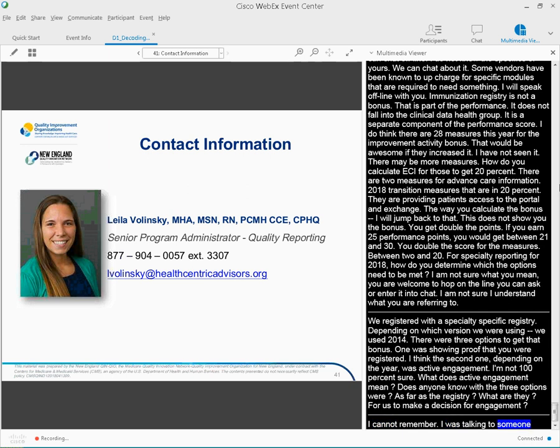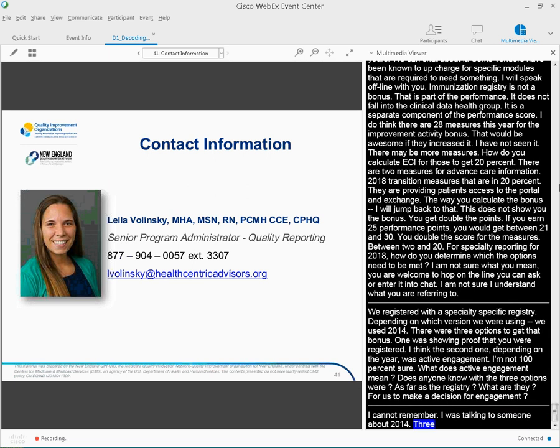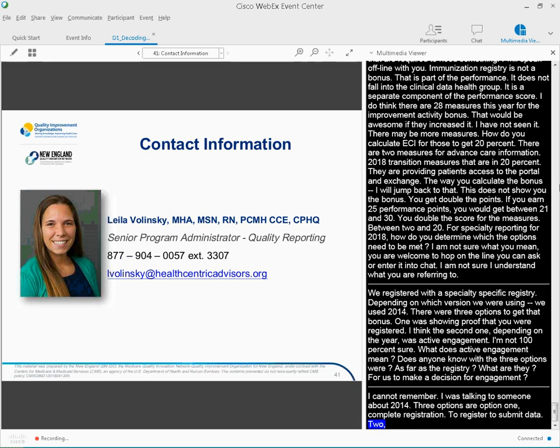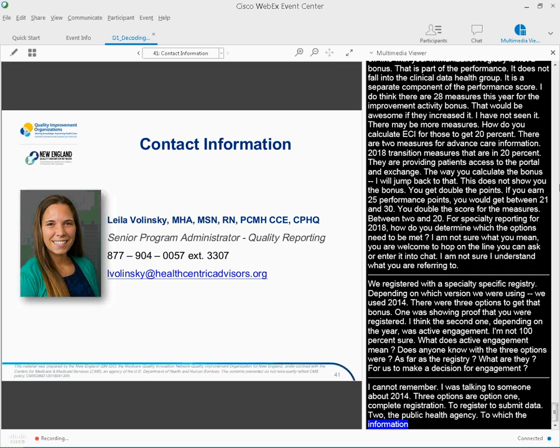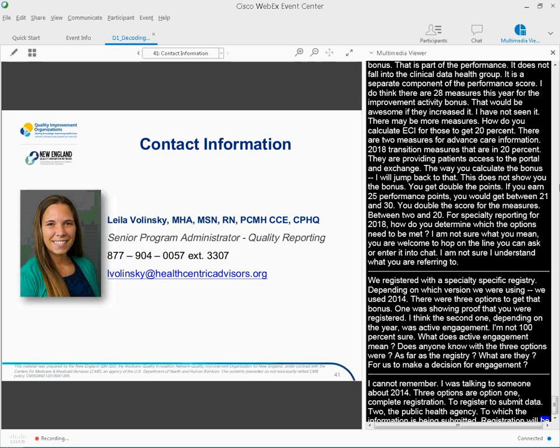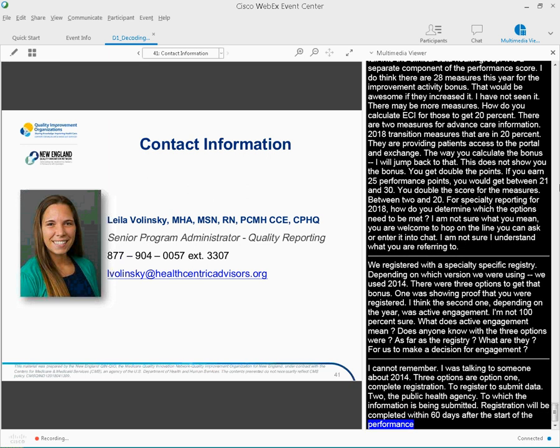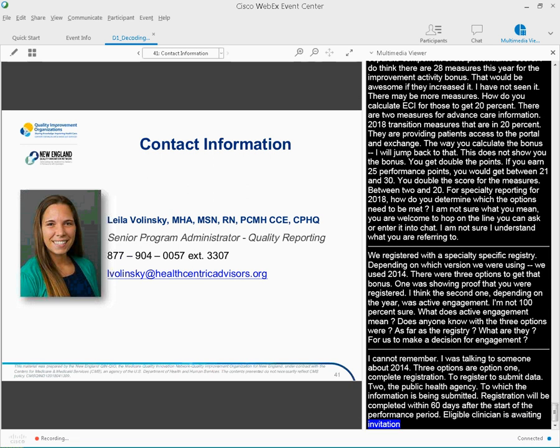So the 3 options are, option 1 is completed registration to submit data. So the MIPS eligible clinician registered to submit data to the public health agency, whichever it is, in your state or whomever, to which the information is being submitted. Registration was completed within 60 days after the start of the MIPS performance period, and the MIPS eligible clinician is awaiting an invitation from that public health agency to begin testing and validation. So it's really in that sort of, not even testing yet phase.